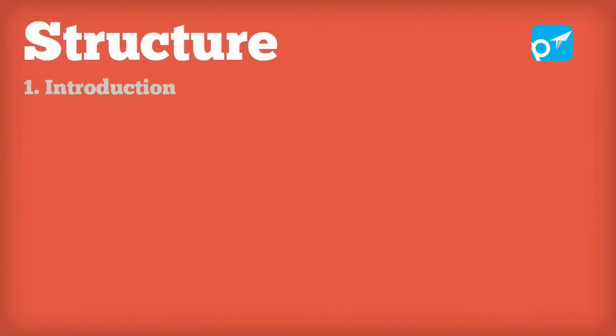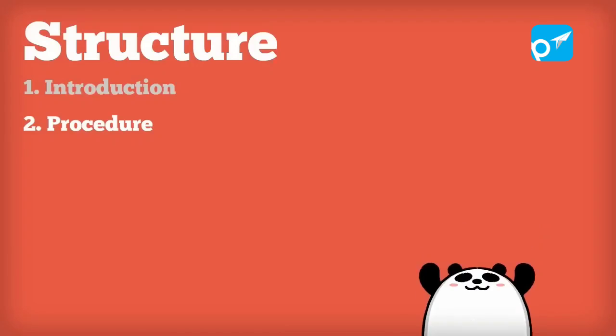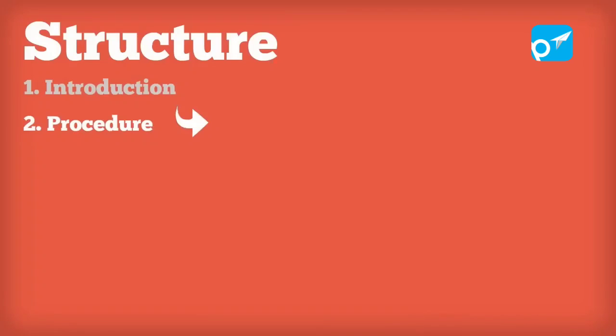The next section is sort of like an extension of the introduction. It's the procedure. If we're writing a short report, we can include this section in the introduction to save space. Otherwise, though, we should give it its own section. The procedure shows our reader exactly how we gathered the data.